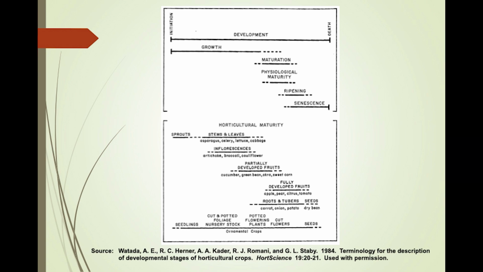In this figure, the top part is dealing with normal plant development and growth, and the top line is development from seed germination to death. We have a growth phase followed by maturation, which coincides with physiological maturity and viable seed production. The seed will mature, the fruit will ripen, and this is followed by senescence or aging.